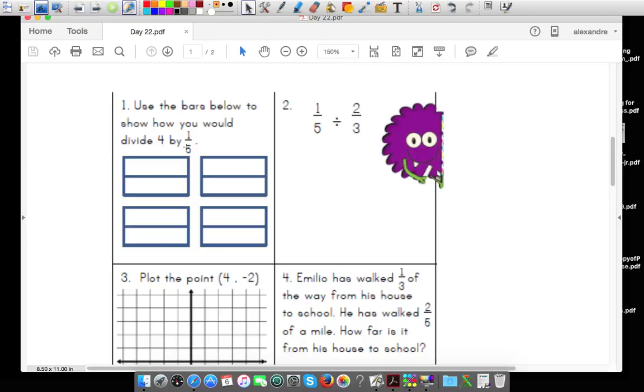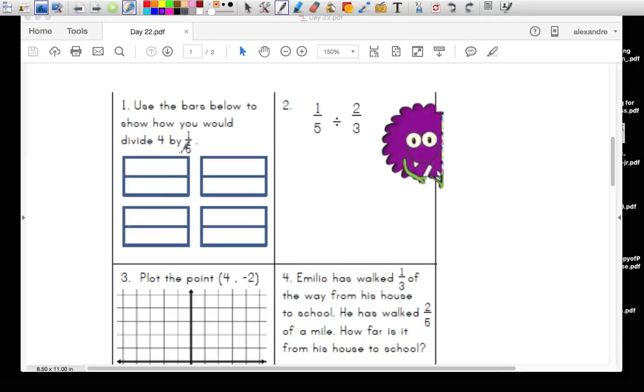How do you divide 4 divided by 1/5? Okay. 4 divided by 1/5. So let's see. How would I divide 4 by 1/5? Well, let's just take the top one. So if I have 4, let me take 1, 2. I don't think I need these 4. So let's take 4 chocolate bars, and I'm going to divide this by 1/5.